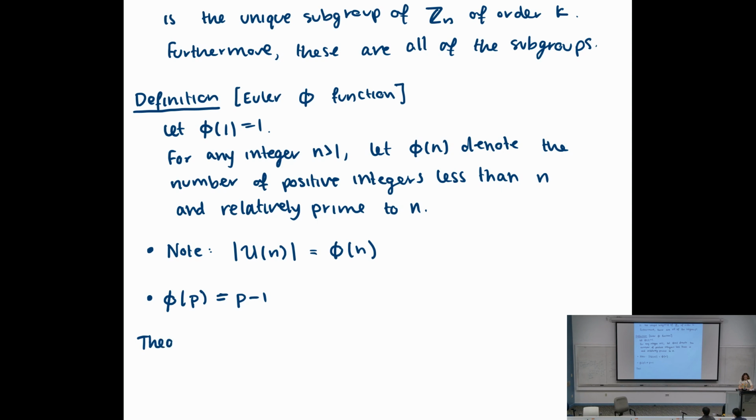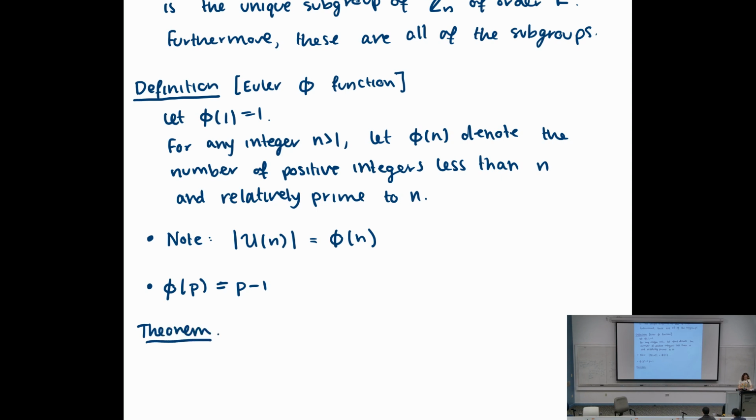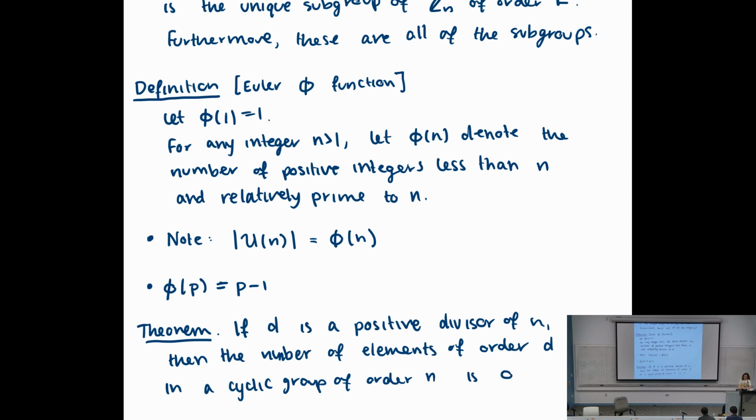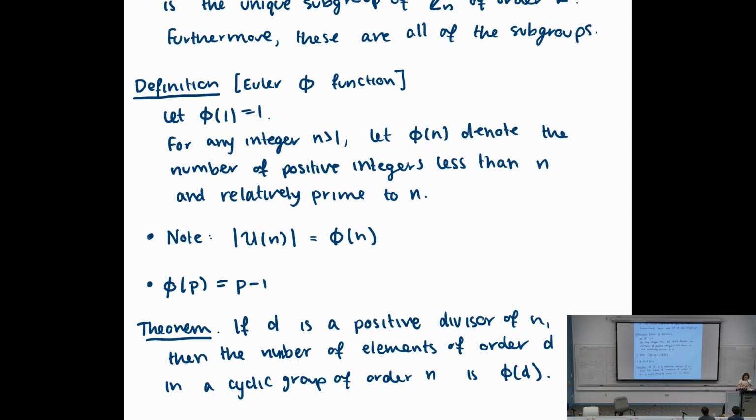So we have the following theorem. If D is a positive divisor of n, then the number of elements of order D in a cyclic group of order n is equal to phi of D. Okay, so phi counts the number of elements of a certain order in cyclic groups, which is pretty cool.